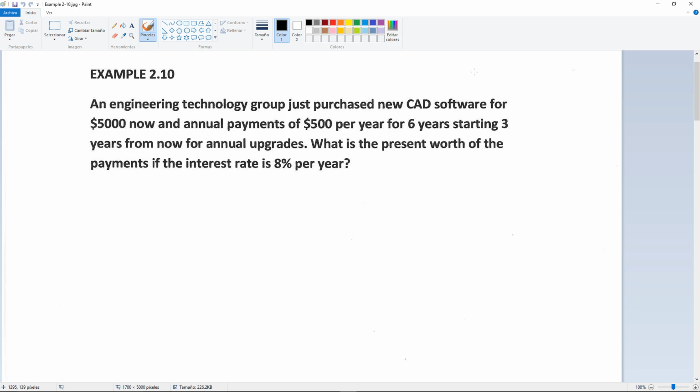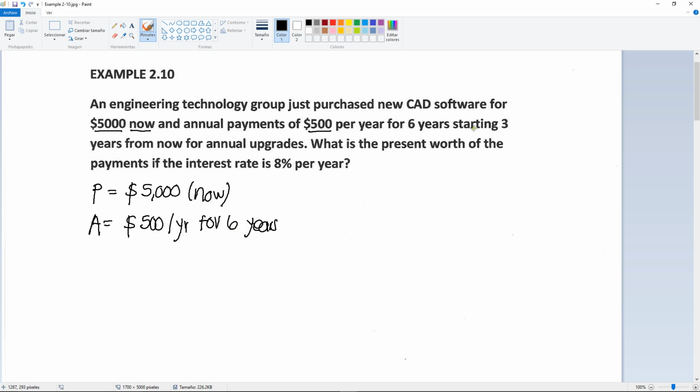What do we have? First of all, we have the $5,000 now. So this will be your P. My P is going to be 5,000, and I'm just going to put a note here that this is going on now. Now, you have annual payment, so it's already given to you that this is going to be an A. So my A is going to be 500 per year, and it says that it's for 6 years. I'm just going to put as much information as I can.